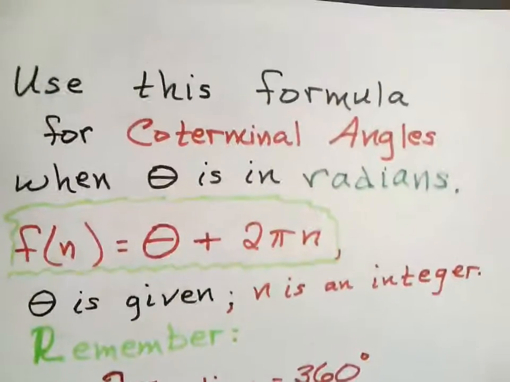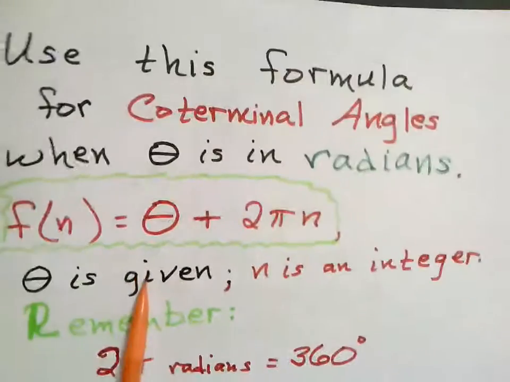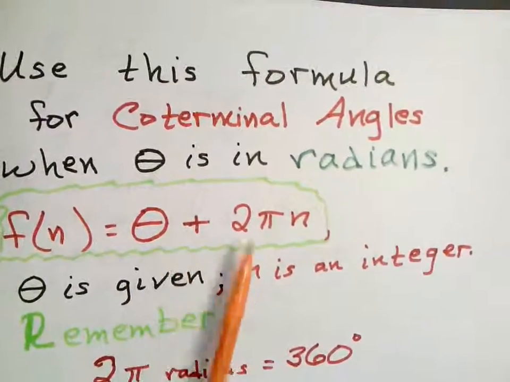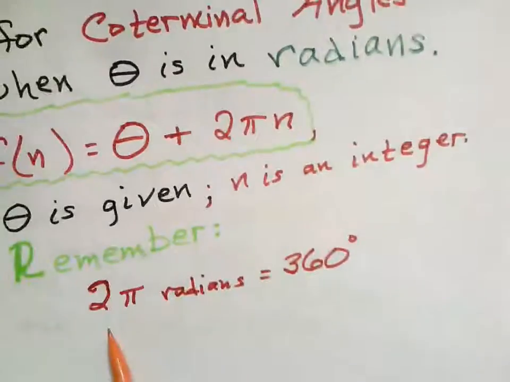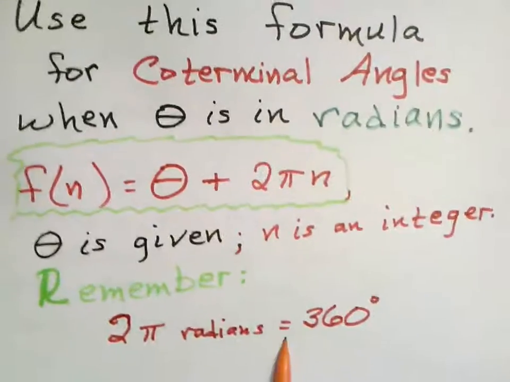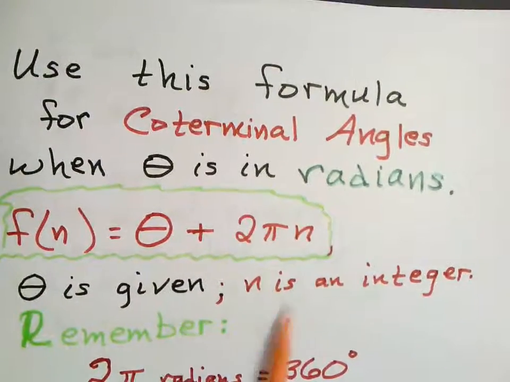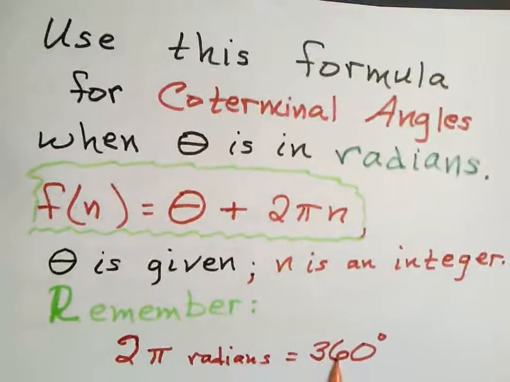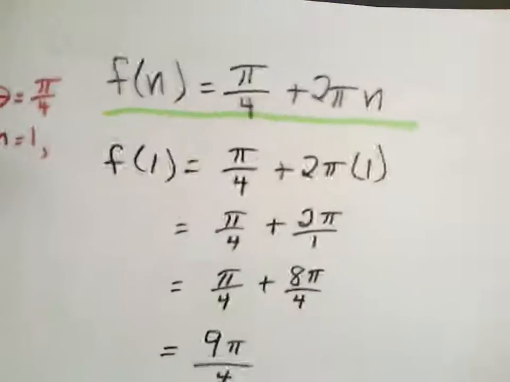There's another formula that we can use for coterminal angles. When the theta is in radians, instead of saying theta plus 360 degrees times n, it'll be plus 2 pi. Remember, 2 pi radians is the same thing as 360 degrees. So we have here where theta is given, the n is still an integer. And again, 2 pi radians is the same thing as 360 degrees. So let's look at that formula using radians here.